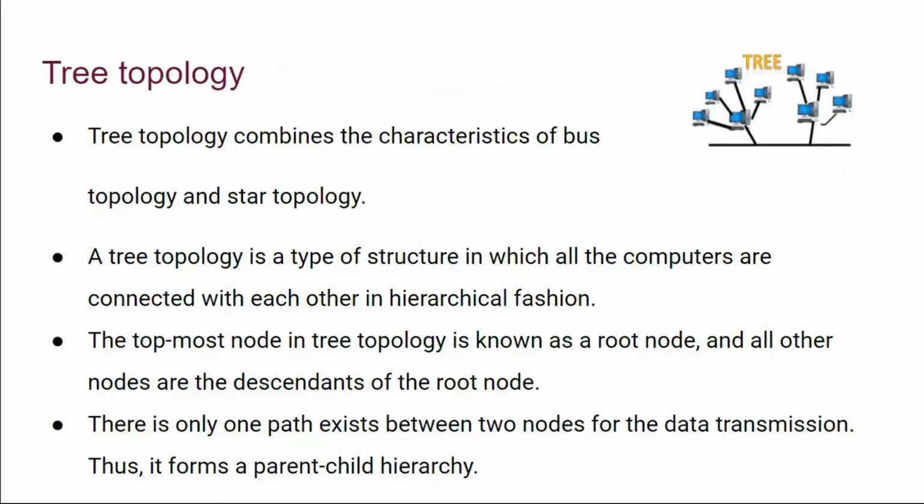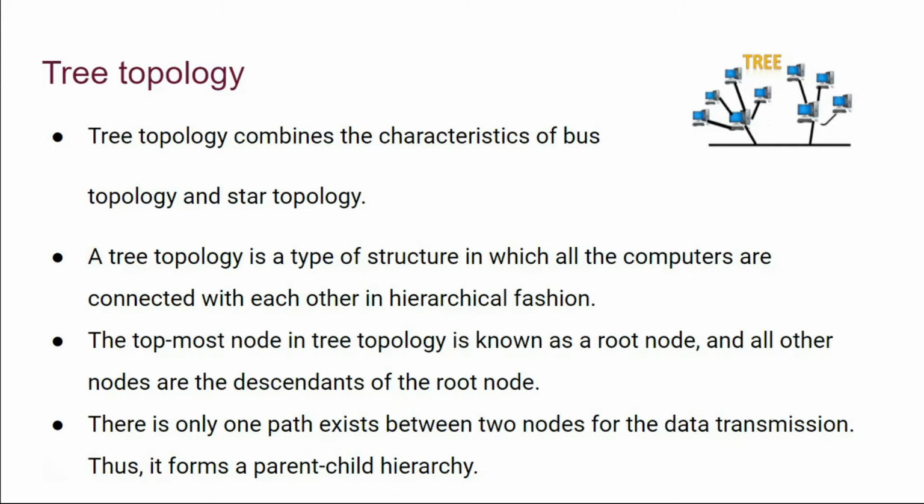When it comes to the tree topology, it combines the characteristics of bus topology and star topology. A tree topology is a type of structure in which all computers are connected with each other in a hierarchical fashion. The topmost node in the tree topology is known as the root node, and all other nodes are descendants, that is child nodes. There is only one path between two nodes for data transmission. Apart from that path, there won't be other paths.